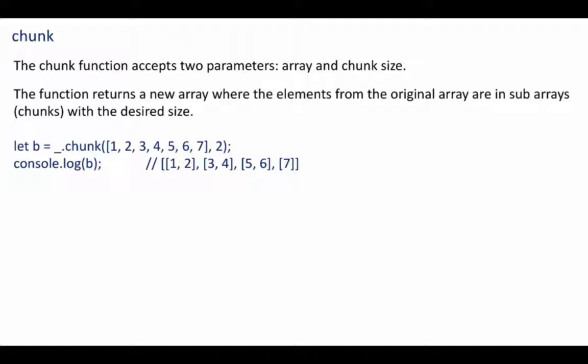So if I'm printing out B, I'll get this array. You can see that each two elements are gathered together in one chunk, beside the last chunk which can contain less than two elements according to the array's length. The size parameter's default value is 1. So if we wouldn't mention the chunk size, we'll get just an array that is contained inside the first array.